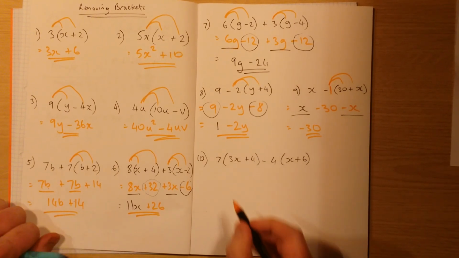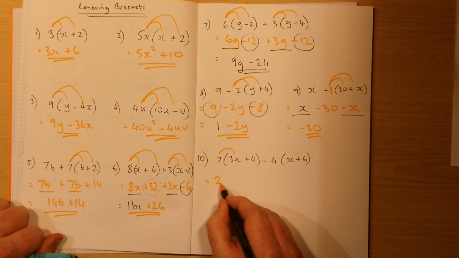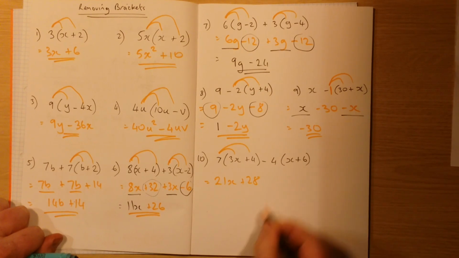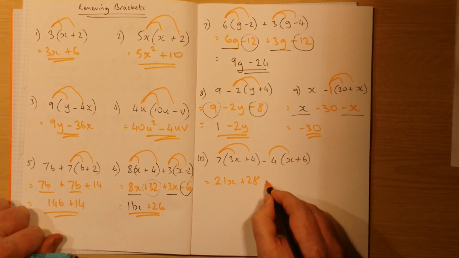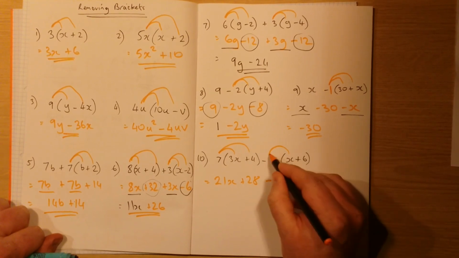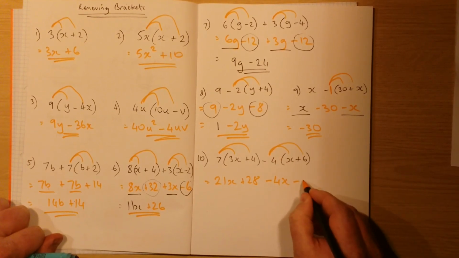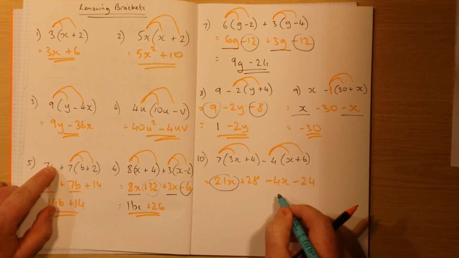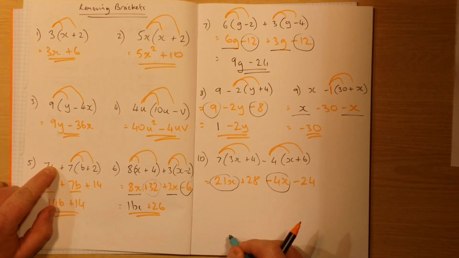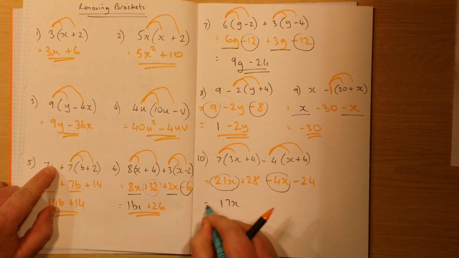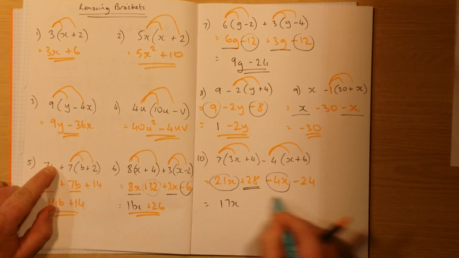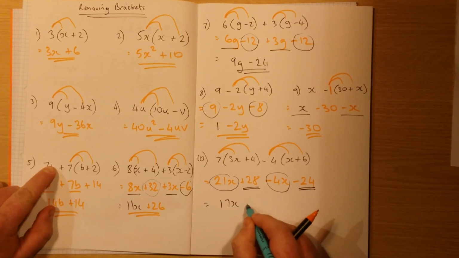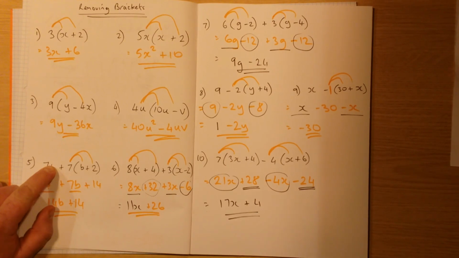Question 10 then. So I've got 7 times 3x, and that's going to give me 21x. 7 times 4 is going to give me 28. Minus 4 times x is going to give me minus 4x. And minus 4 times 6 is going to give me minus 24. Now when I tidy that up, I've got positive 21x and a minus 4x, and that's going to give me 17x. This bit here, I've got 28 and I've got minus 24, and when I add them up, that's going to give me a plus 4. And that's my final answer.